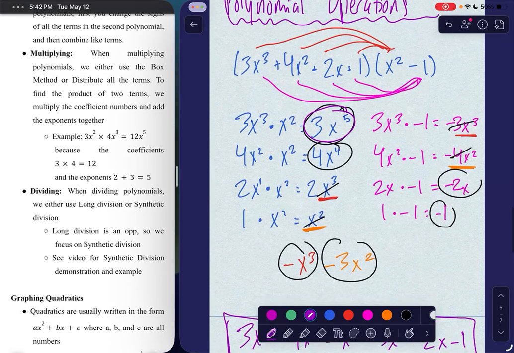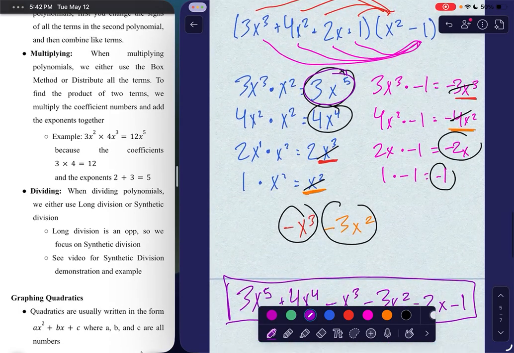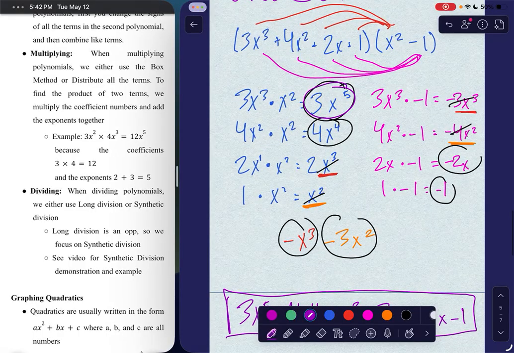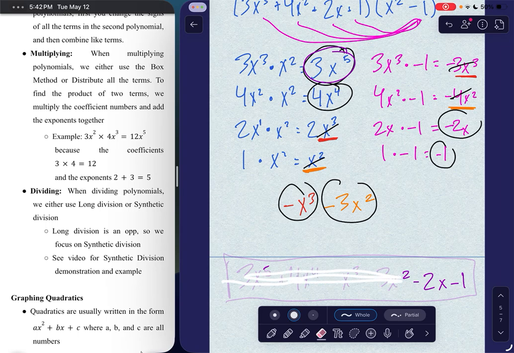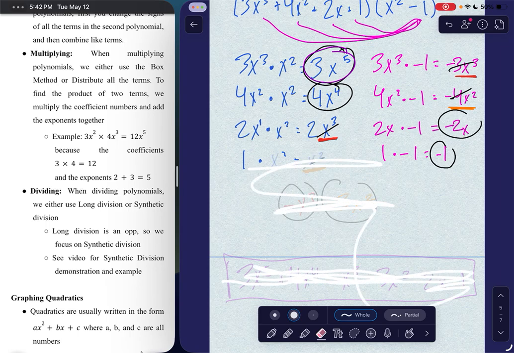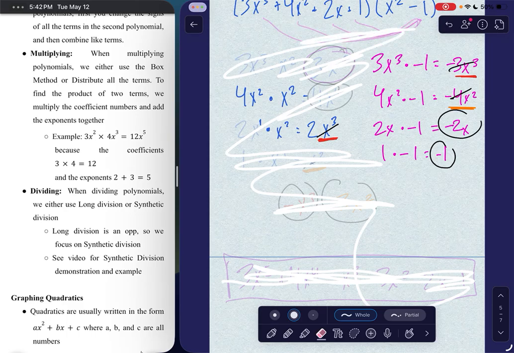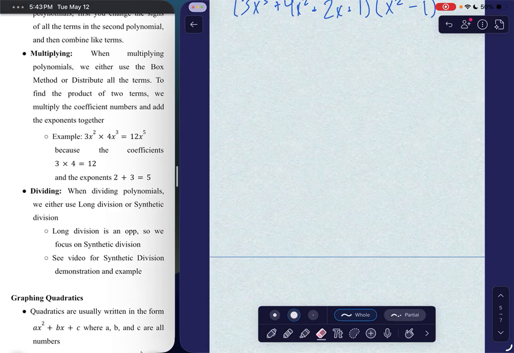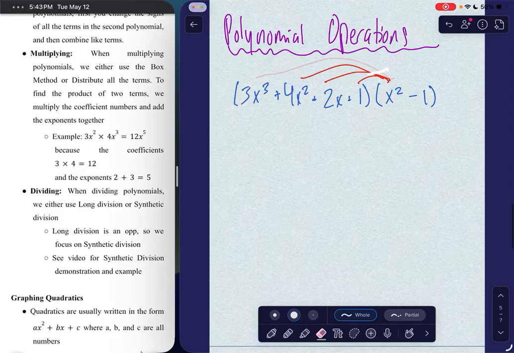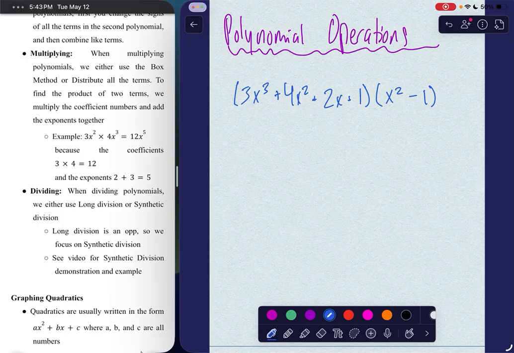Now, let's talk about how we do that using the box method. So we'll use the same question, and I'm going to erase, so pause it if you need to. Okay, so that is the distributing method, right? Everything goes to everything, and then you want to combine your like terms. So now let's talk about the box method. So with the box method, you have to make a little table, right? Remember, you need one little box for each of your terms.